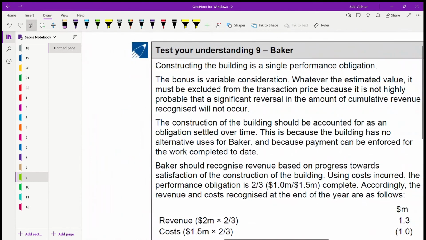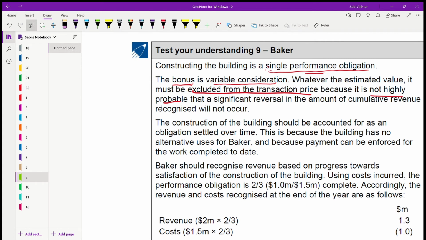Constructing the building is a single performance obligation. First, you need to identify how many performance obligations there are. The bonus is a variable consideration, and whatever the estimated value, whether huge or small, it must be excluded from the transaction price. Why? Because it is not highly probable that a significant reversal in the amount of cumulative revenue will not occur.